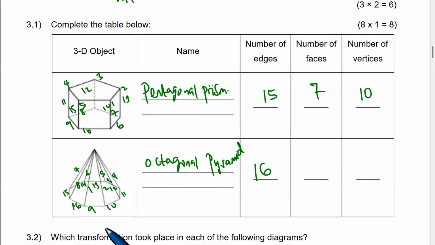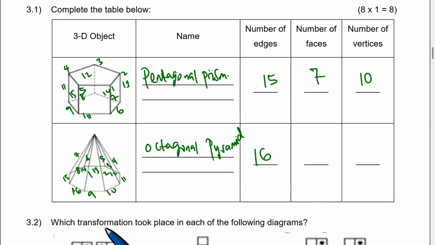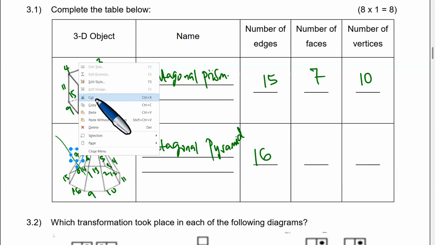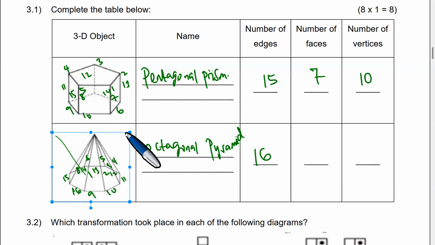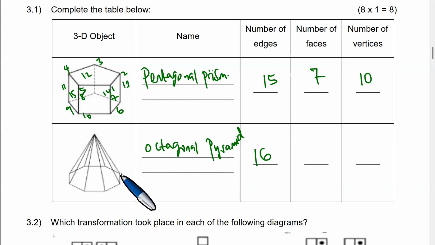Can you erase the numbers here? Please come again. Can you erase the numbers on the pyramid? All right, the numbers I've written here, because now they're distracting, right? Yes, sir, I can erase them because they make it a bit unclear. All right, let me just erase them. Right, so I've erased them.